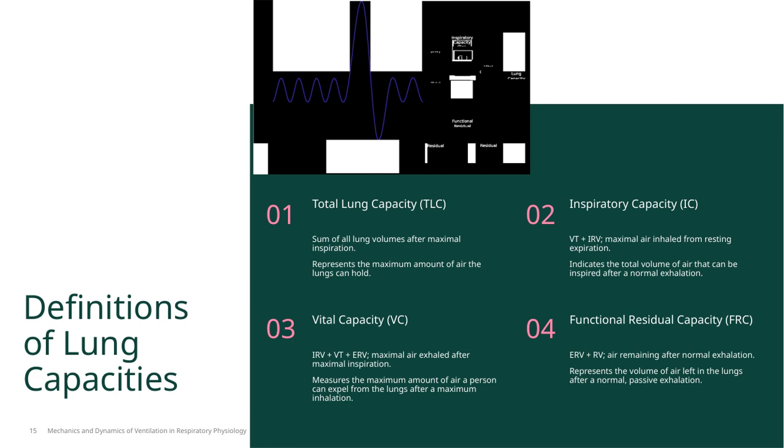Finally, let's talk about vital capacity, or VC. This is the largest amount of air you can exhale after a maximum inhalation, combining IRV, VT, and ERV. It essentially measures the maximum volume of air you can expel from your lungs, which is a key indicator of respiratory health and lung strength. Understanding these capacities helps us grasp how efficiently our lungs function and respond to different physiological demands.